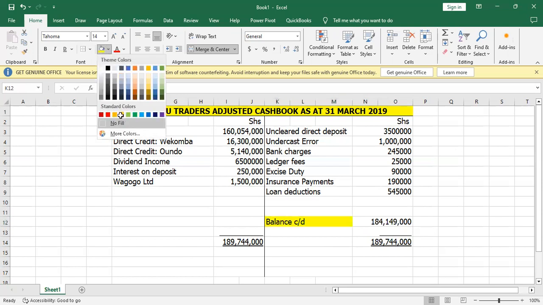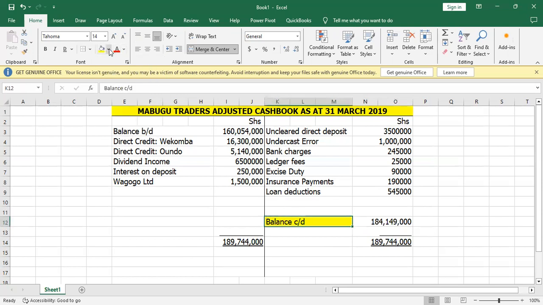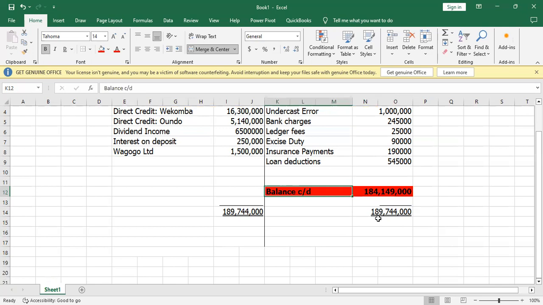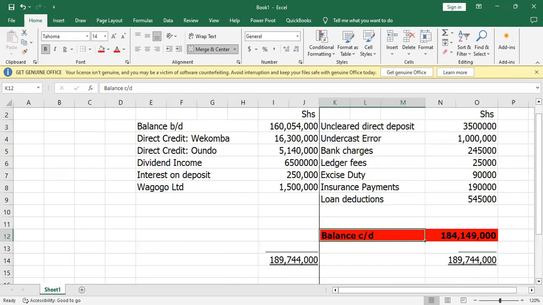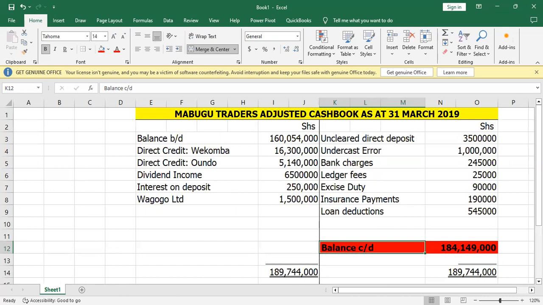So this is the adjusted cash book, and this is our balance, which we shall take to our balance sheet. So this is the corrected bank balance, and this is what should appear in the statement of financial position. So that is your cash book adjusted.